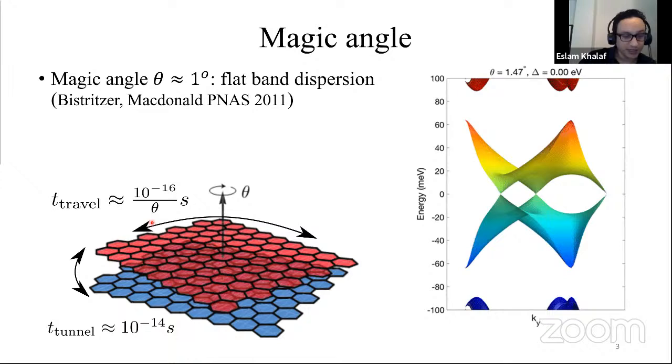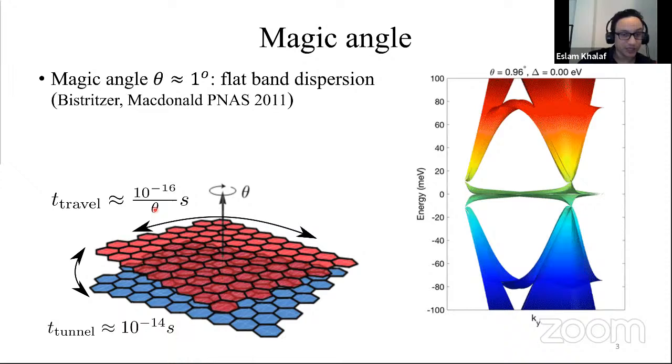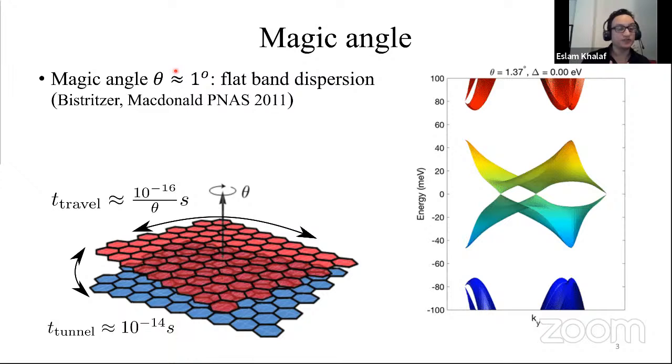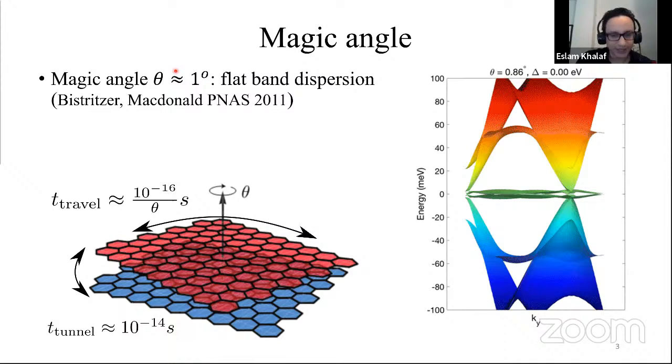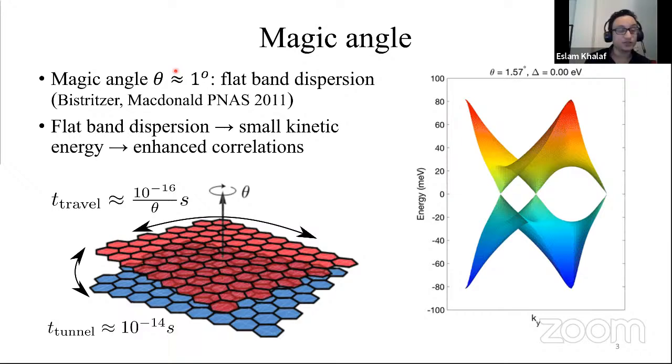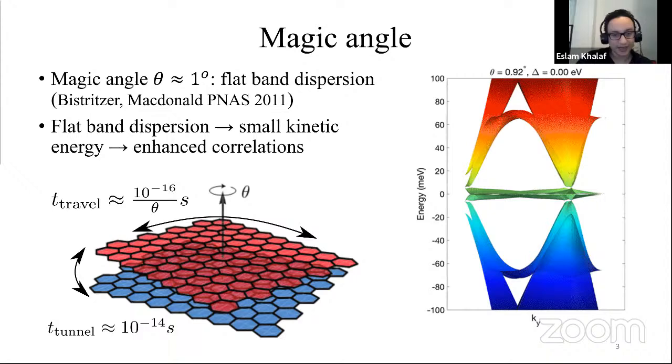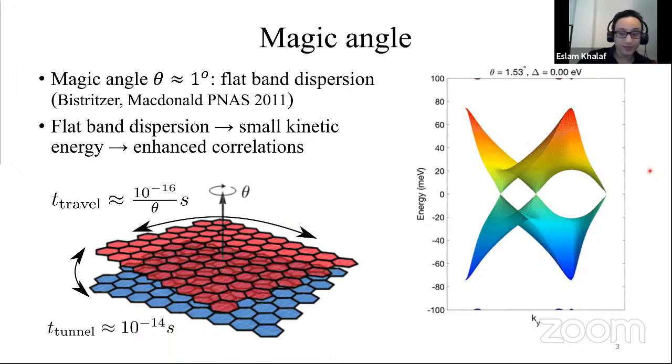So the time it takes an electron to traverse one unit cell is strongly dependent on theta. And at this magic angle, you hit a resonance condition where these two times are equal, and you get some interference effect that ends up quenching the kinetic energy. So why is quenching kinetic energy important or interesting? Because when we quench the kinetic energy, the effects of interaction dominate. So the theoretical prediction would be that this system could have interesting interaction-dominated physics at this particular angle.